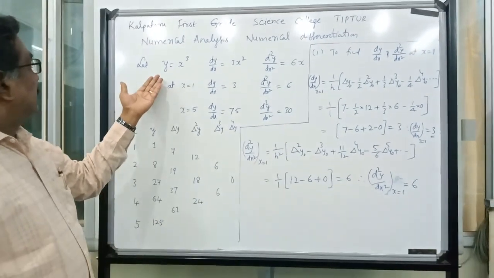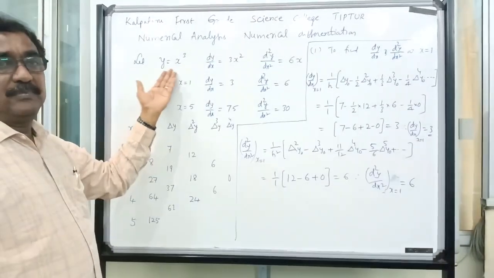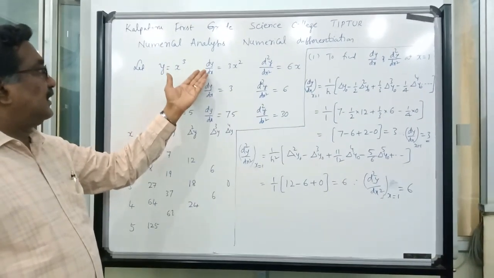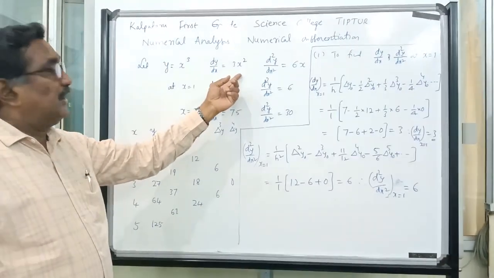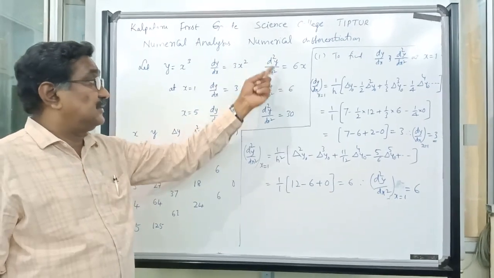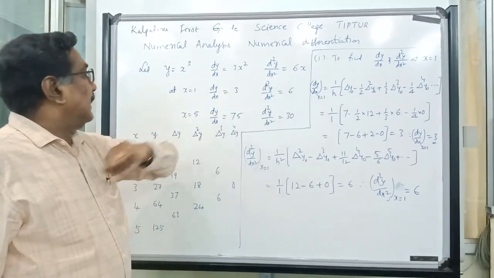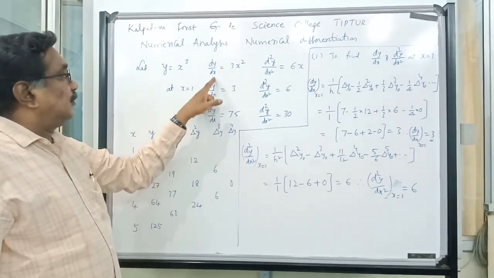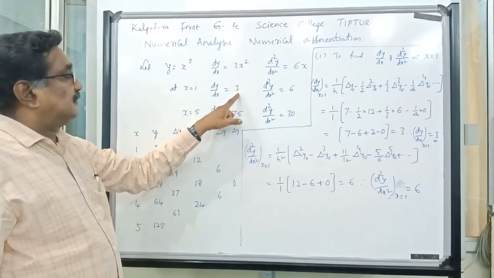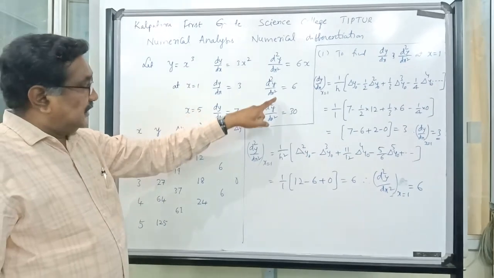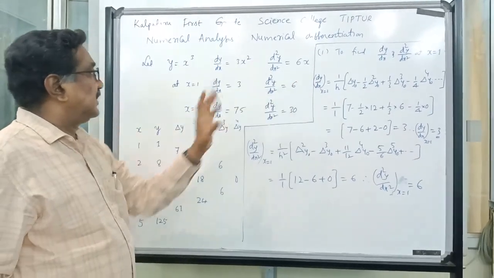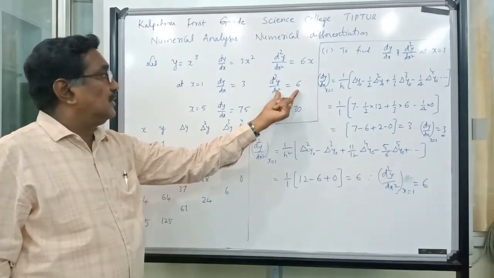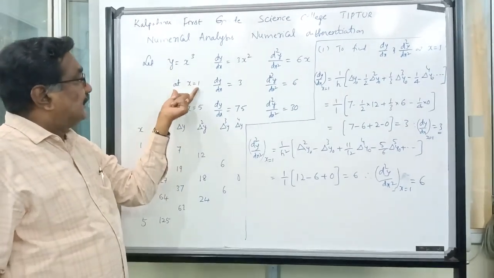We know that y equal to x cube is an algebraic function. If you differentiate this one time, you get 3x square, and if you differentiate again with respect to x, you get 6x. If we give particular values at x equal to 1, dy/dx equal to 3 into 1 equal to 3, then d square y by dx square equal to 6 into 1 equal to 6. These are the values of the first derivative and second derivative of the function at the point x equal to 1.